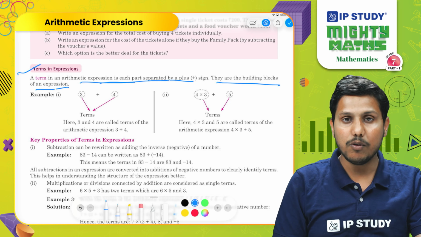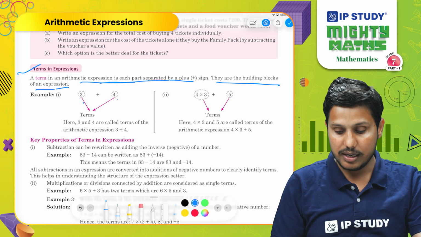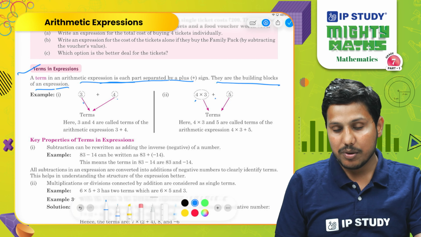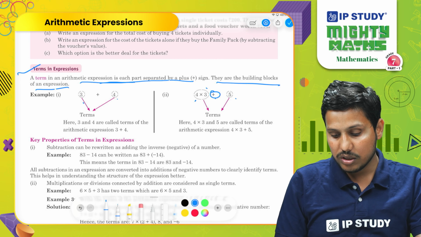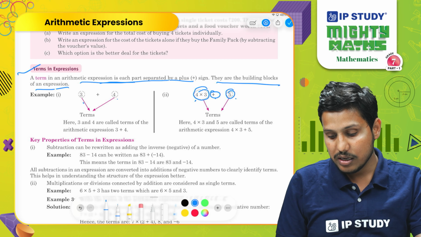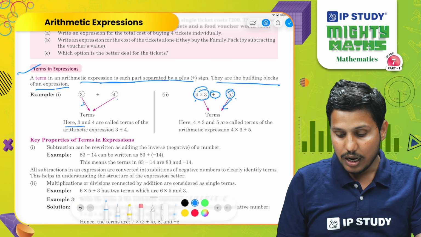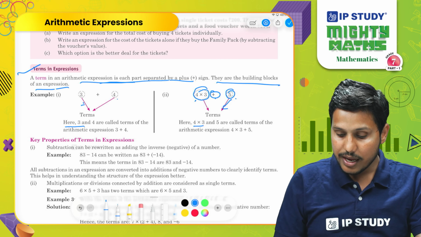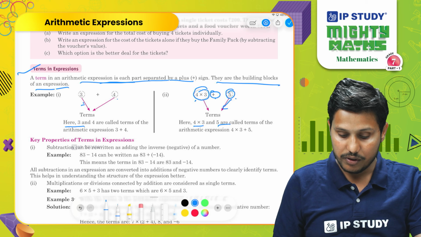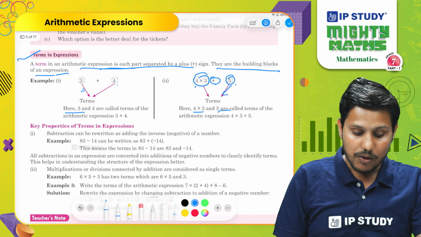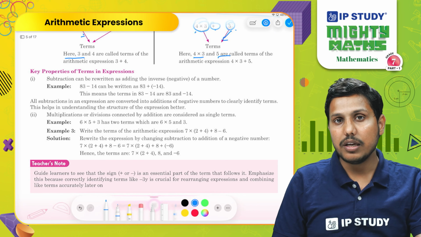Like 3 plus 4, then 3 is one term and 4 is one term. 4 multiplied by 3 plus 5, so the plus is over here, so this will be the first term and this will be the second term. So 3 and 4 are the terms here, and 4 multiplied by 3 and 5 are the terms for this expression.